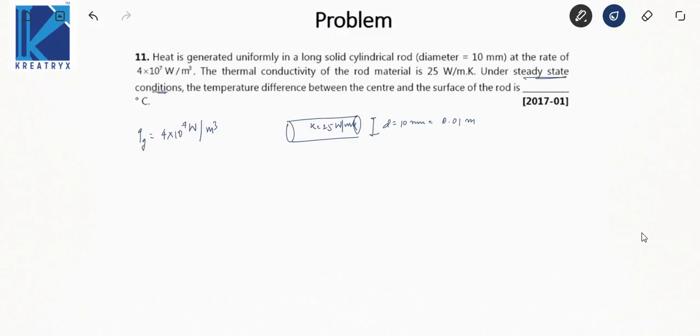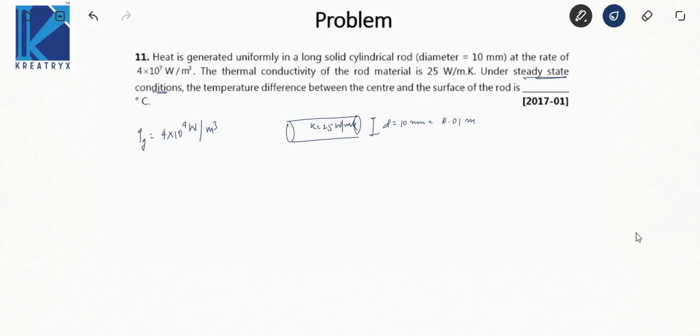Under steady state conditions, the temperature difference between the center and the surface of the rod is? Again a good question. You can try it yourself. I'll tell you how to do it. It can be done directly by a formula, and the second method is to do it with the basic conduction equation. Although the formula has been arrived at with the help of that basic equation only, I do urge you to remember the formula in the exam, as it will save time. So I will do it by both the methods.